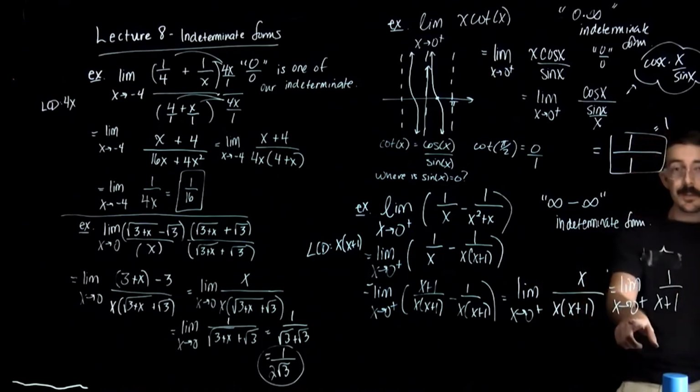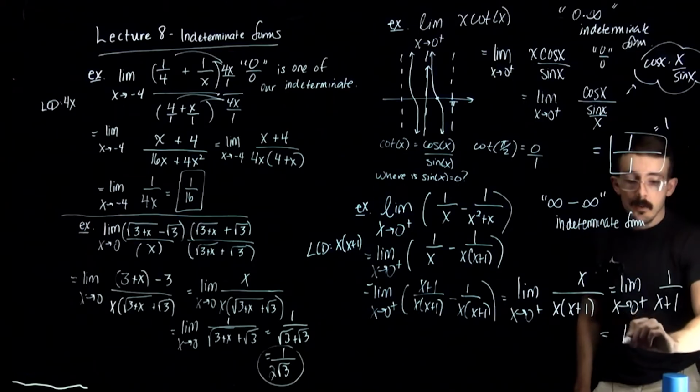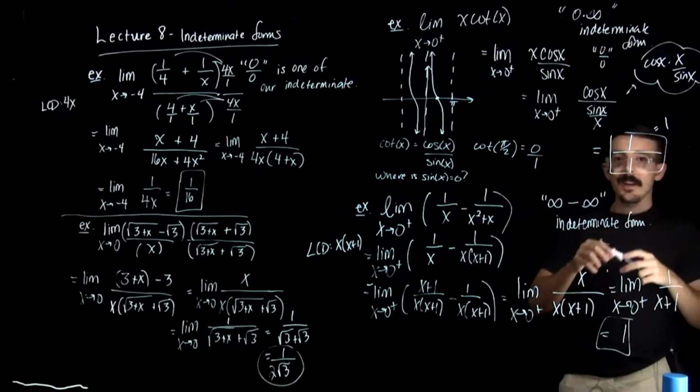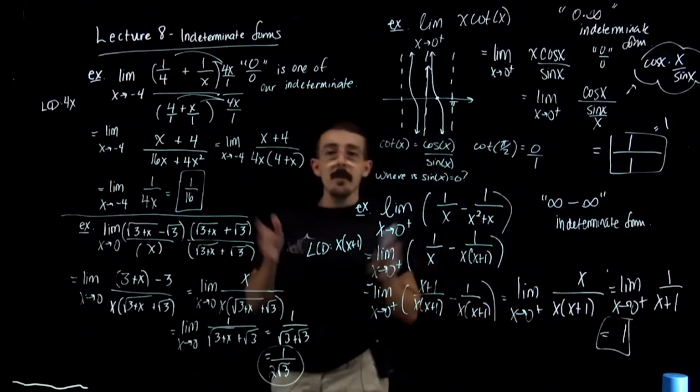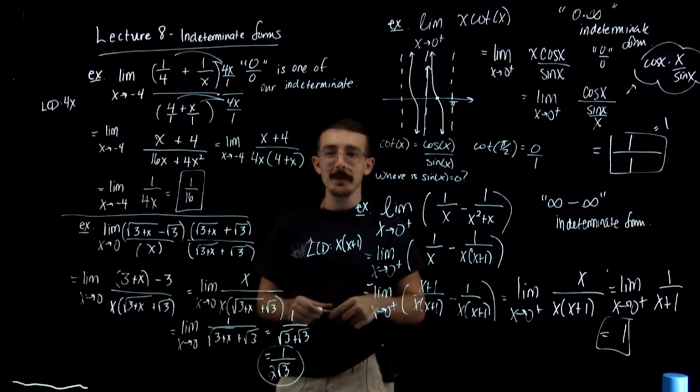And wouldn't you know it, you can actually plug this in now. So if you plug in 0, you're going to get 1. So that's what this right-handed limit is equal to. OK, so I'm just going to take a moment to erase this, take a breath, and then we'll do some more indeterminate forms stuff. So see you in just a second.